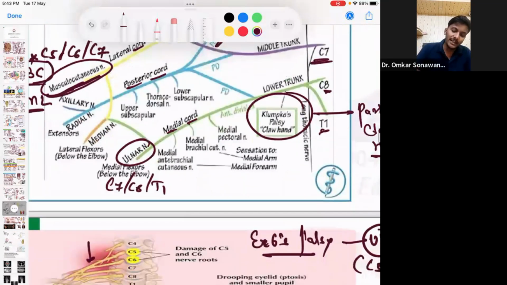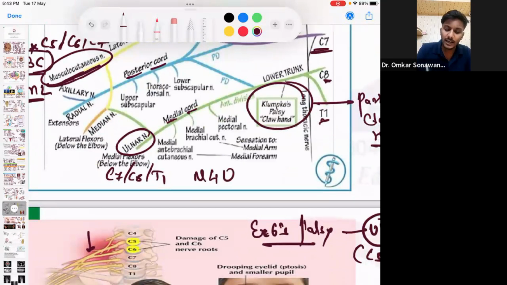Then if I talk about the medial cord, the mnemonic is M4U. First M goes for the medial pectoral nerve.